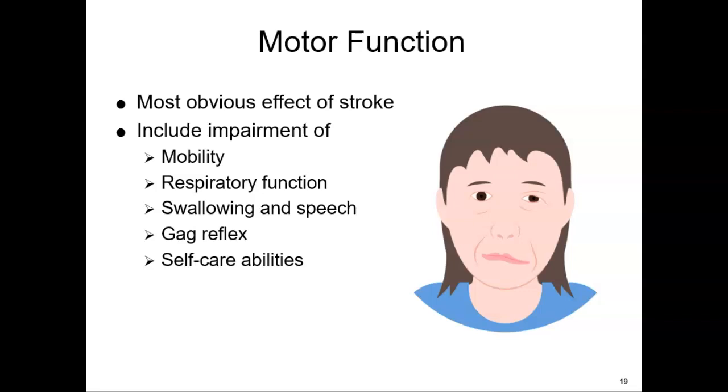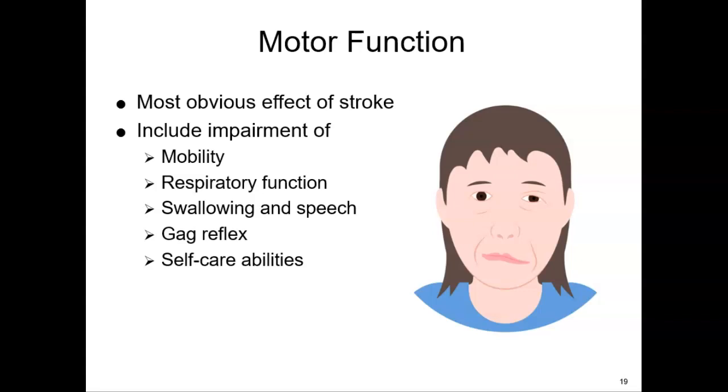Things that are affected are mobility, things like akinesia, which is impaired muscle tone. They might have hyporeflexia, then progressing to hyperreflexia. Respiratory function is considered a motor function.